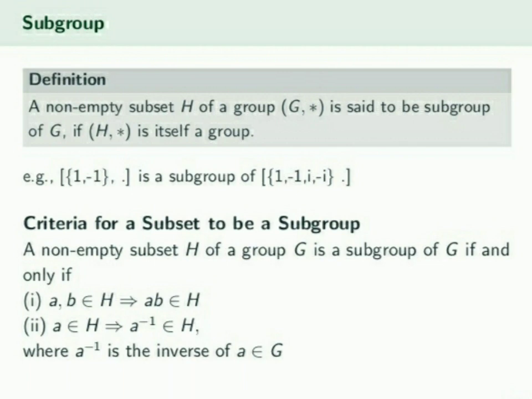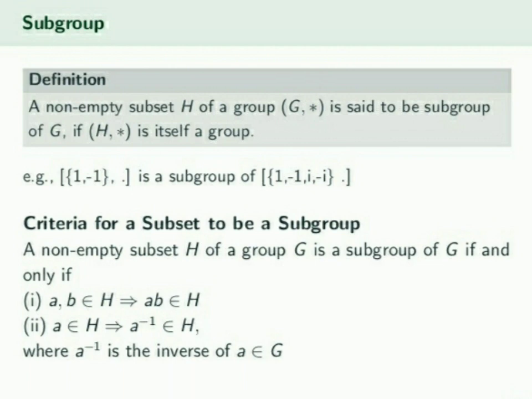Next is the definition, subgroup. A non-empty subset H of a group G is said to be a subgroup under the operation star if H is itself a group, that is H is contained in or equal to G. For example, consider the set G equal to the set of all 1, minus 1, i, minus i and H equal to the set of all 1, minus 1. H is a subset of G. Therefore, H is a subgroup of G.